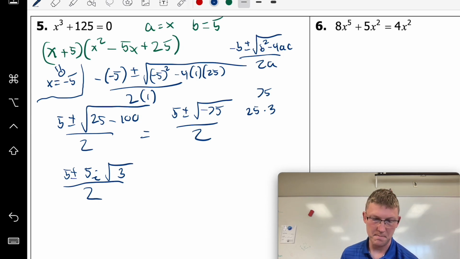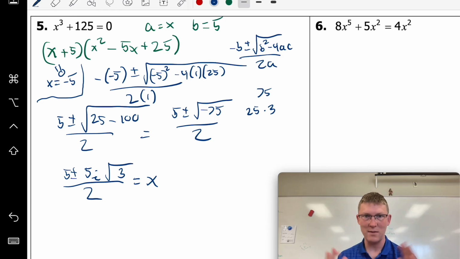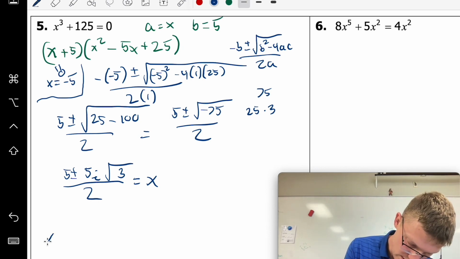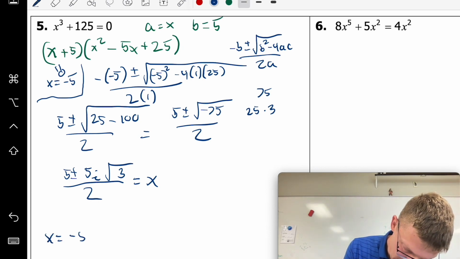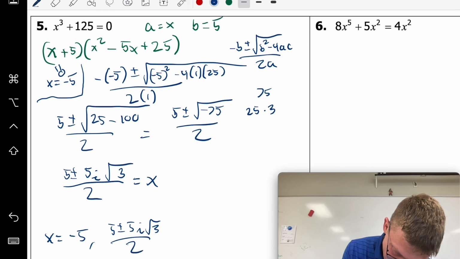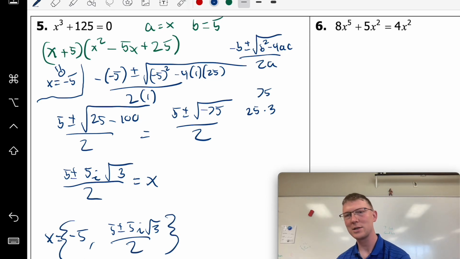and equals x. And I'm honestly going to leave it like that. You can split this up into two different things, but it's still going to be the same number. You can't simplify it anymore. So x equals -5 and 5 plus or minus 5i square root of 3 over 2. I love the quadratic formula.